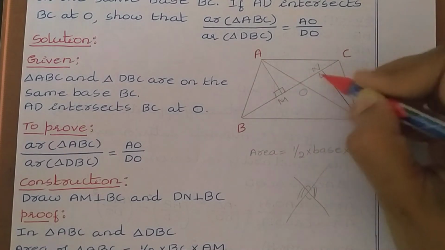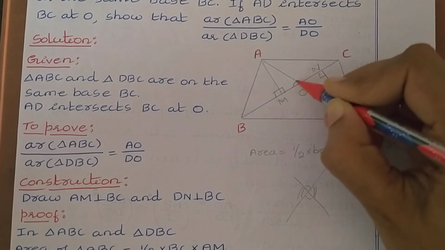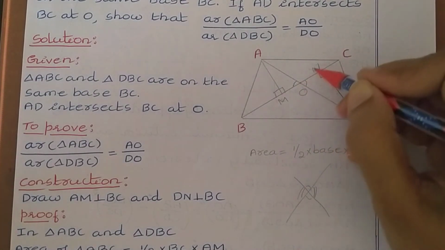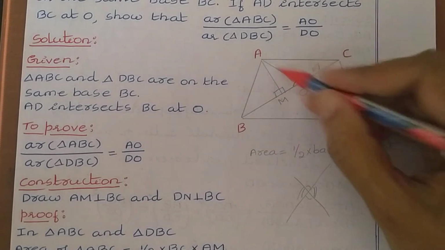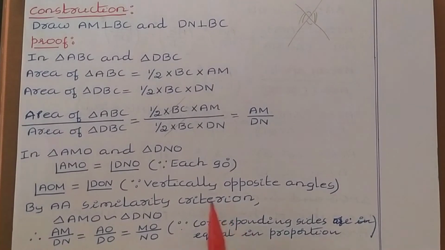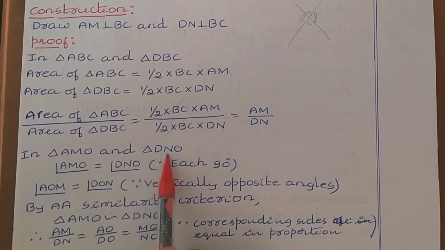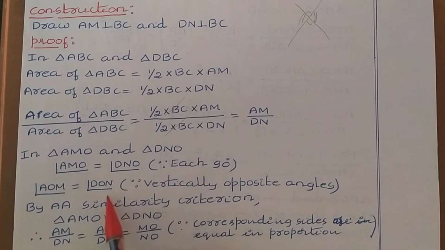That means in these two triangles now we can say this angle is equal to this. So angle DON is equal to angle AOM. So I am writing the reason: vertically opposite angles. Now in these two triangles we have shown two angles are equal. In two triangles, if two angles are equal, then the third angle is automatically equal.